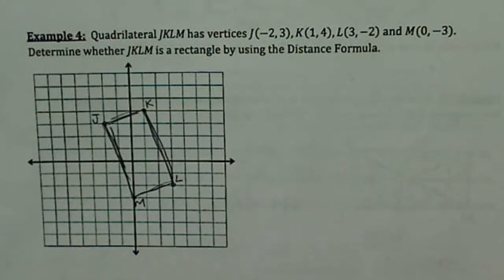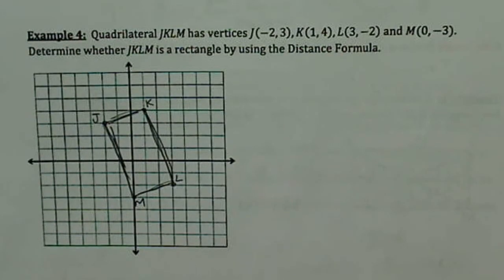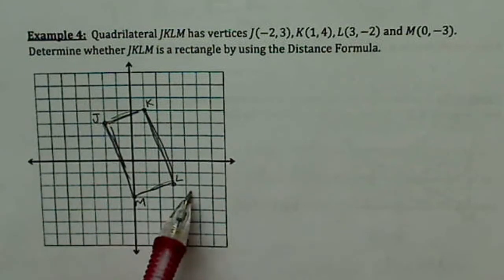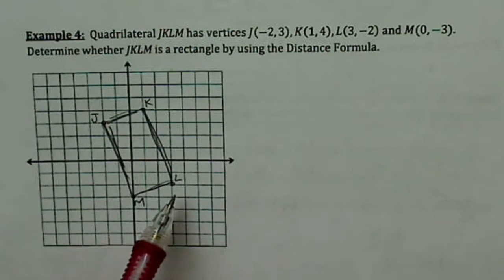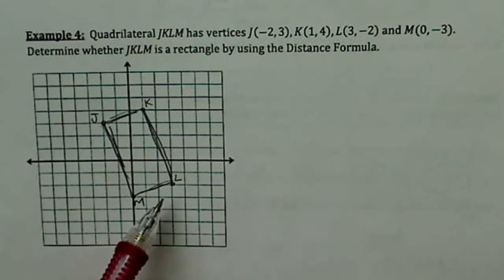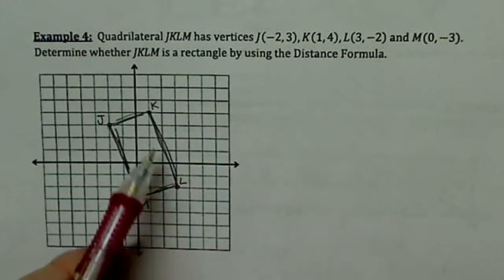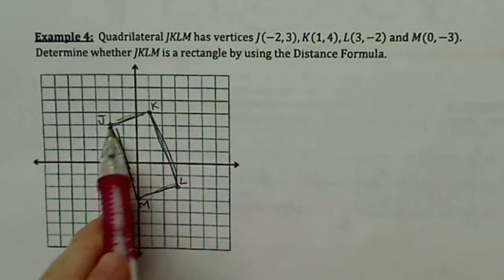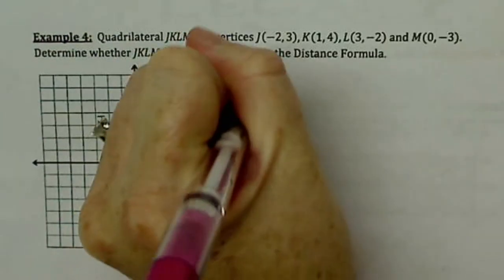Okay, there's my rectangle. I want to make sure it's a rectangle by using the distance formula. So what I need to know is the length of all of these sides to prove that it's a parallelogram. And then I need to find the length of the diagonals to prove that it's a rectangle. So I actually have to do the distance formula 6 times. So let's do these short pieces. JK first.